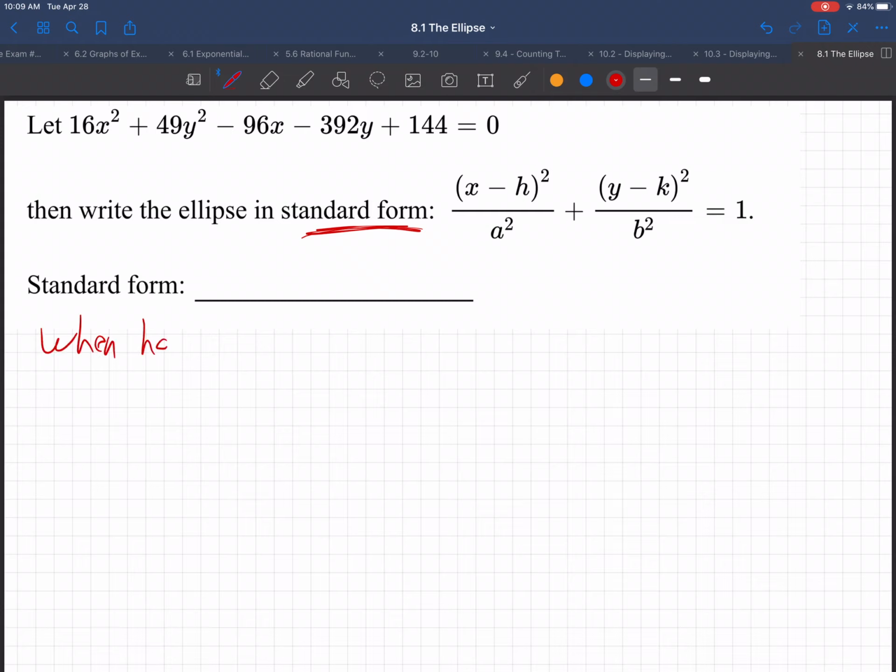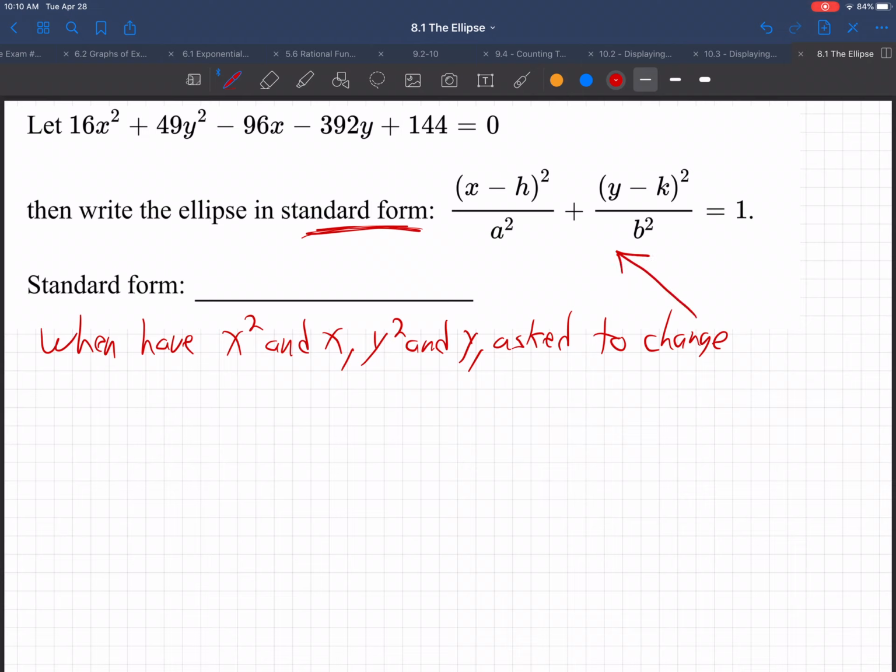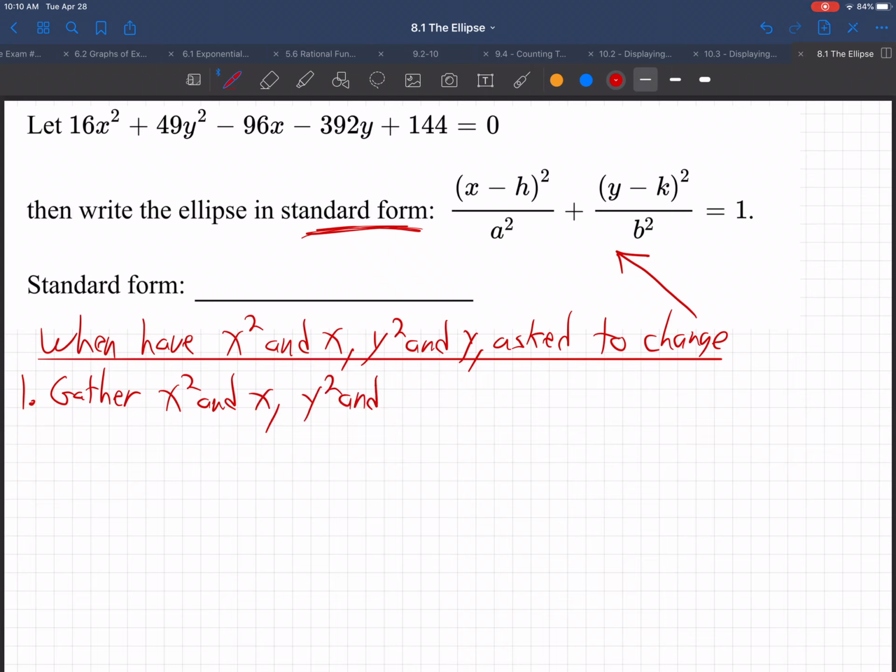When we have regular x squared and regular x, y squared and regular y, and we're asked to change to that form, here's what we do. I'm going to lay out the steps for you. So step number 1: gather x squared and x, y squared and y.